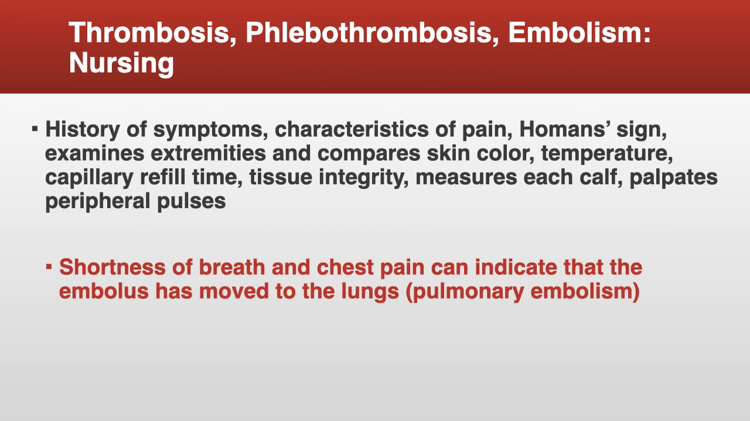From a nursing standpoint: history of symptoms, characteristics of pain, presence of a Holman sign, what the extremities look like, comparison of skin color, temperature, capillary refill, tissue integrity. Do you need to measure the calf or the extremity of the arm? You need to palpate those peripheral pulses and compare them bilaterally.